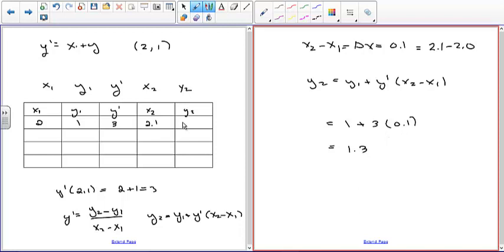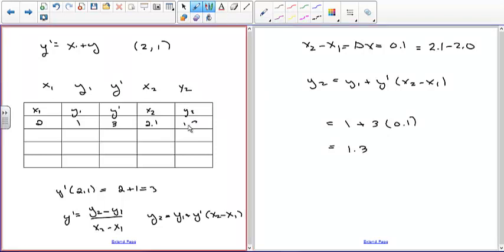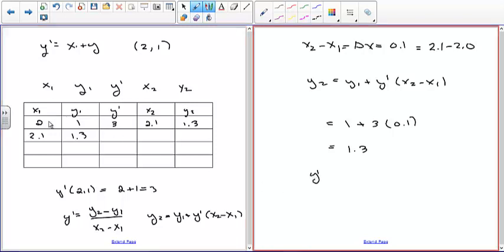So my new value of y is 1.3. And then what I can do is make x2 equal, just start over again. So those new values of x and y are now my old values, and I'll do the same thing. So what you will do is calculate y prime not at 2 comma 1, but at 2.1 comma 1.3.